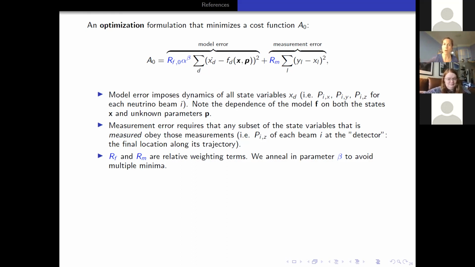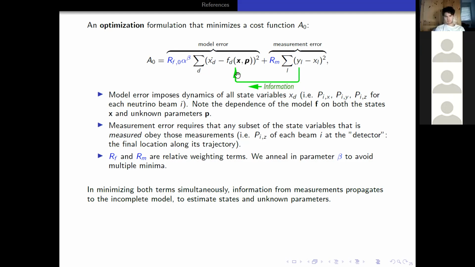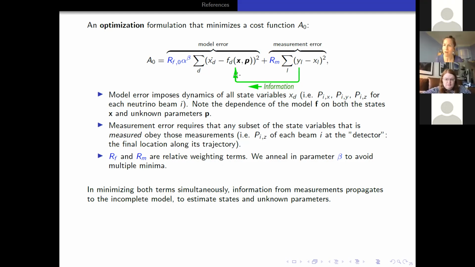So we crank up RF gradually by an incremental increase in beta. We have RF naught, which is a very, very tiny number, times alpha, which is a number slightly greater than 1, like 1.5, to the beta. So we're incrementing in the exponent there. And I want to emphasize this: in minimizing both terms simultaneously, this is how we are squeezing information from the measurements, propagating them to complete these unknowns of the model.